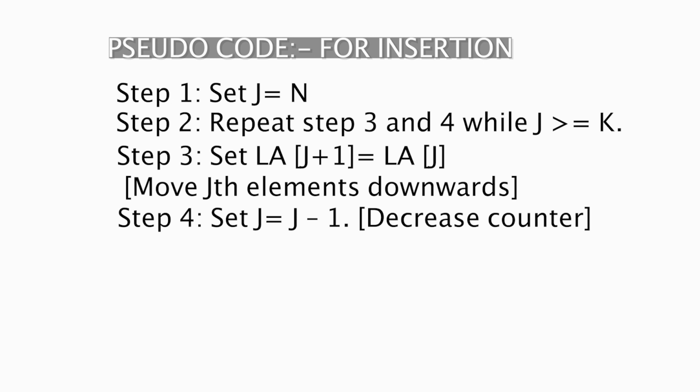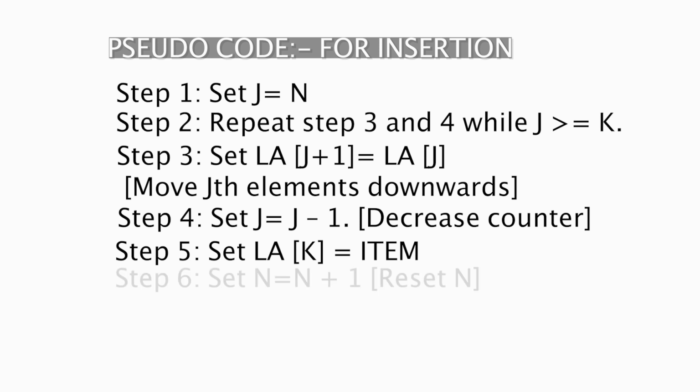This process goes on till j is greater than or equal to k. When j is less than k, the operation will be stopped. Directly we jump to step number 5, LA of k equal to item. The operation will be stopped only at a single position when j and k are both pointing to the same location. So here we insert a new item with the help of the syntax LA of k equal to item.